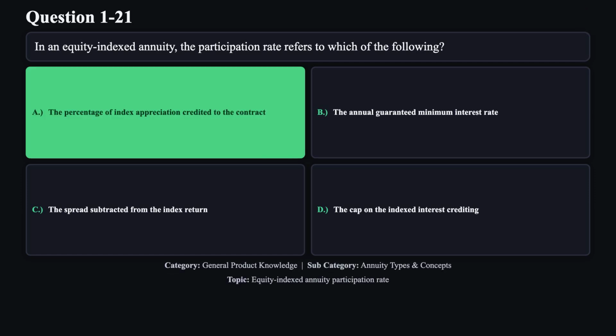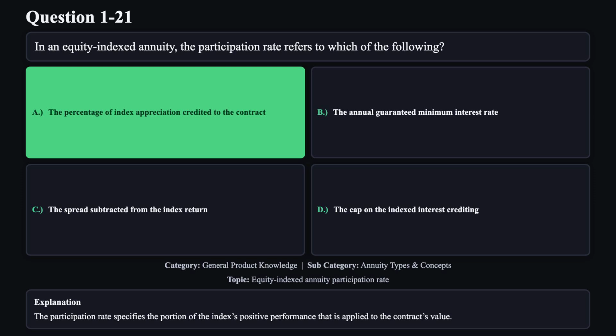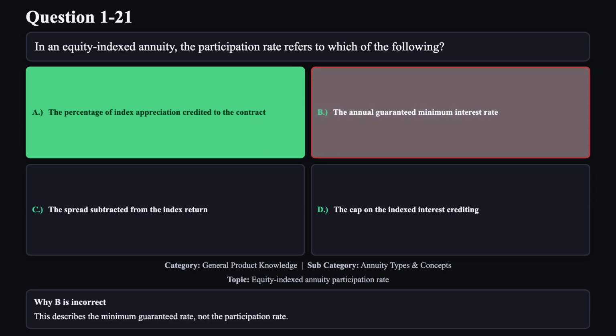The correct answer is A. The participation rate specifies the portion of the index's positive performance that is applied to the contract's value. Reason B is not correct. This describes the minimum guaranteed rate, not the participation rate.